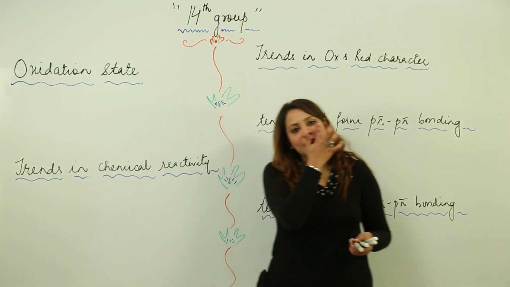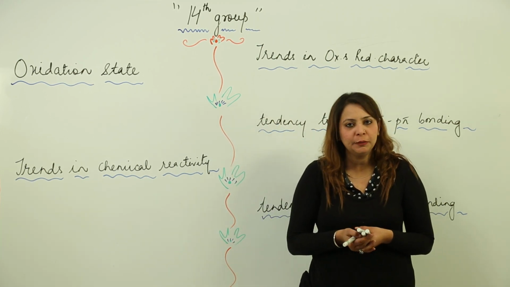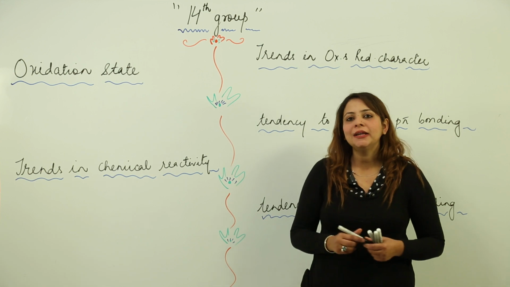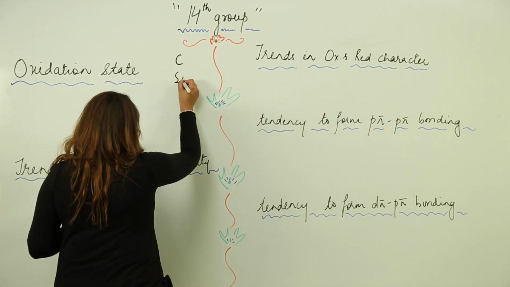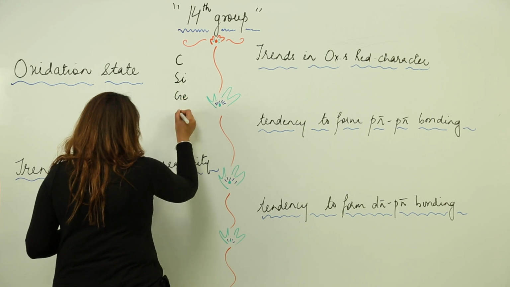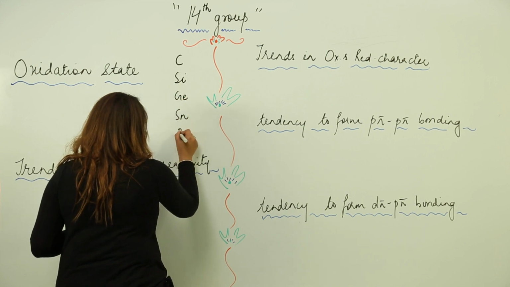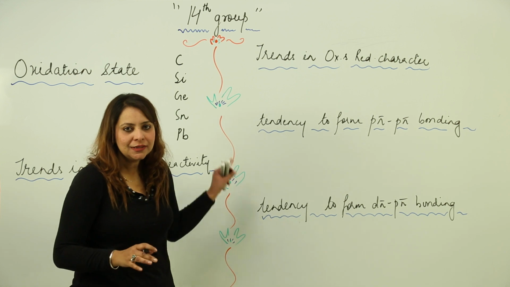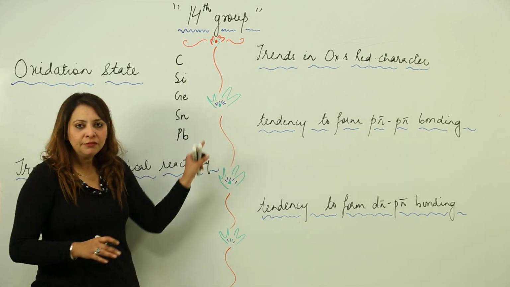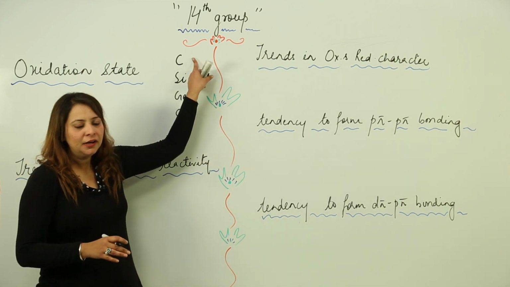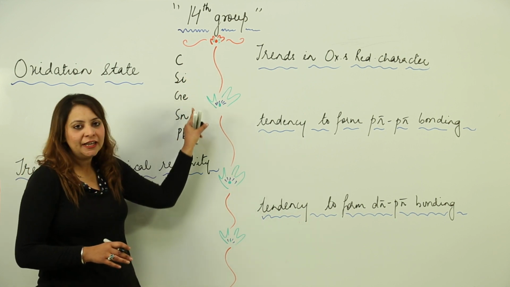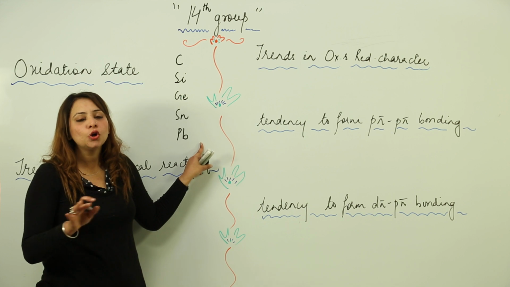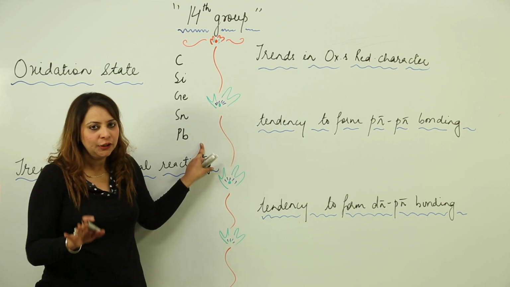Now we are going to start with the 14th group of P block, right. So as you know, the 14 group elements are carbon, silicon, germanium, tin and lead, right. We know that these are actually the members of the carbon family because carbon is the leading member. So we have elements like carbon, silicon, germanium, tin and lead. So all these members belong to the carbon family, you know that.